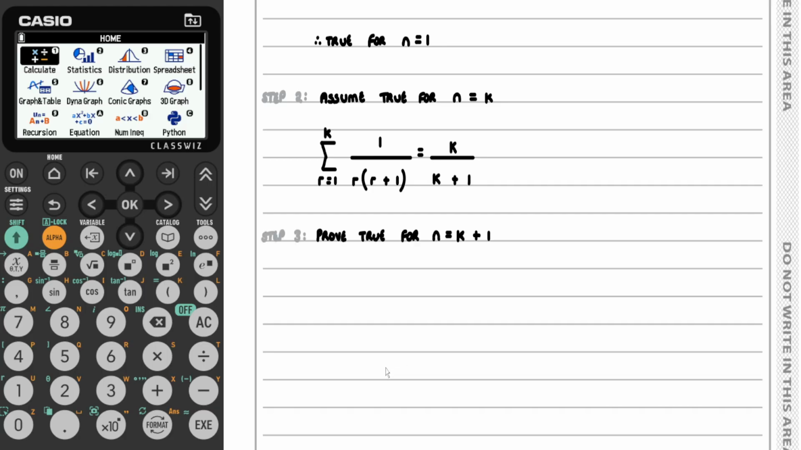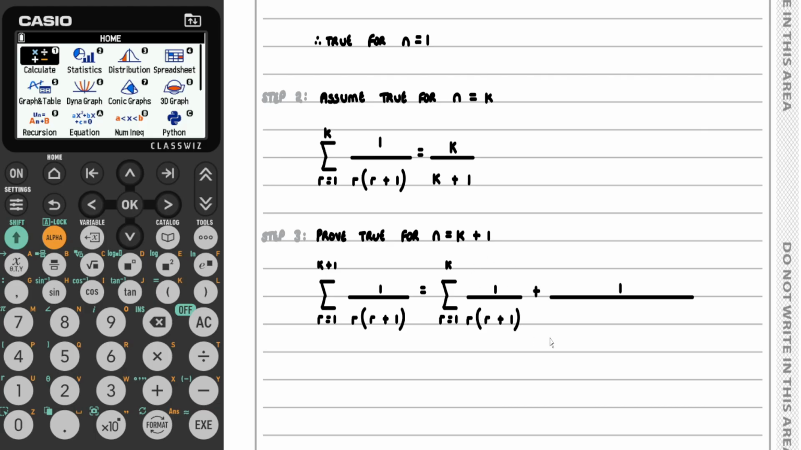For the third step, we have to prove the result is true for n equals k plus 1. So, we've got the sum of 1 over r times r plus 1 from r equals 1 to r equals k plus 1. Now what this is equal to is the sum from r equals 1 to r equals k plus the next term after this. And the next term after this will be the k plus 1th term. So we add on 1 over k plus 1 times k plus 1 plus 1. So we've replaced the r with k plus 1. So this is the term after the kth term. And now the rest of the steps is just algebra.